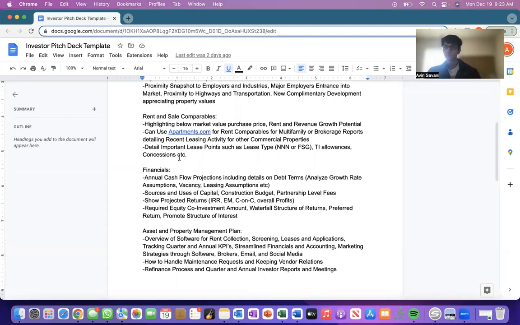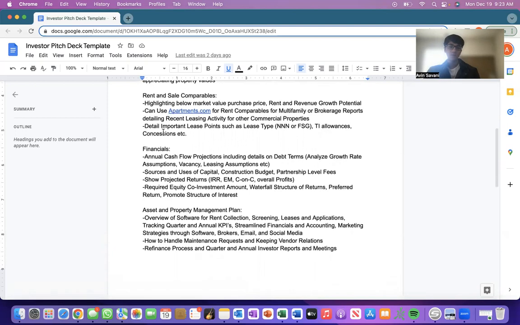So if there's a quick slide in there that you want to use, first obviously get permission from them to use their source, and then always source it at the bottom, noting their name and the year that the source was created, right? So yeah, and then recent leasing activity. Other sources do this as well.